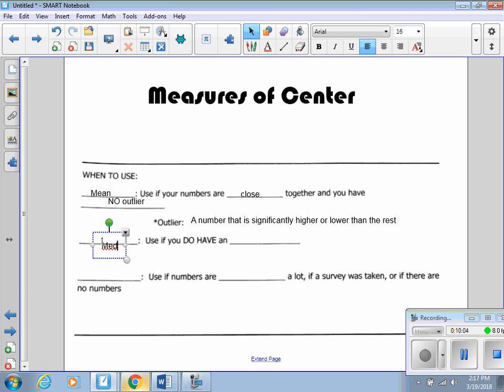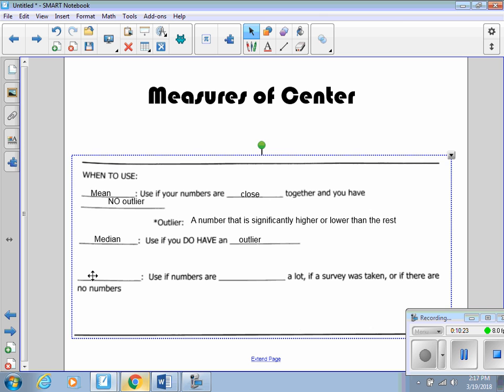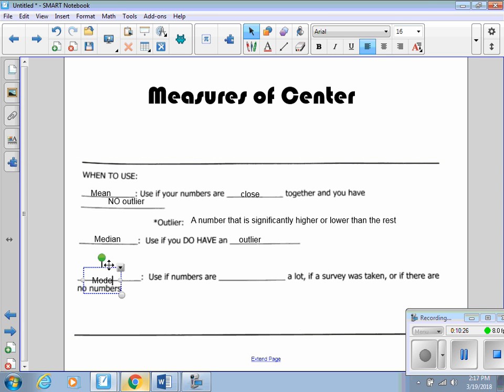You use the median if you do have an outlier. So to say, if we were to use the median on your grades, most of your grades would look a lot better than they do. However, that's not how it works. And then you use the mode if you have numbers that are repeated a lot. Or the mode is a measure of center if it is a survey, or if there are no numbers in your set of data.